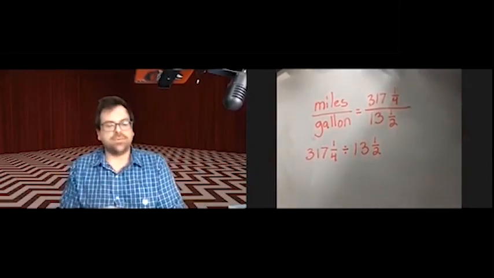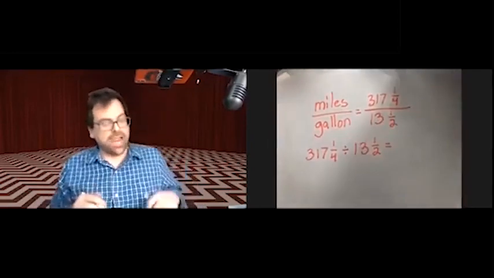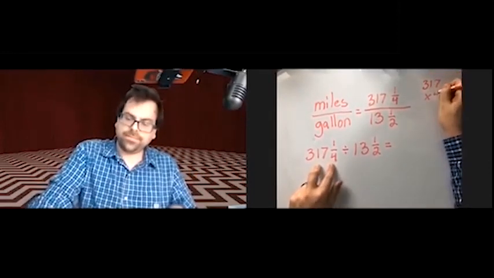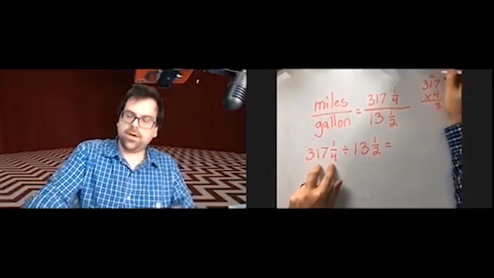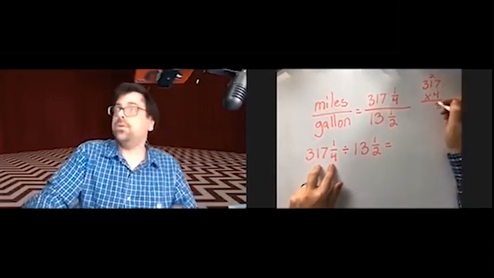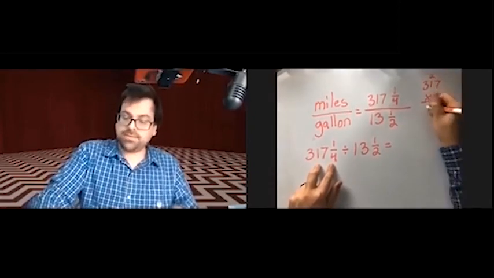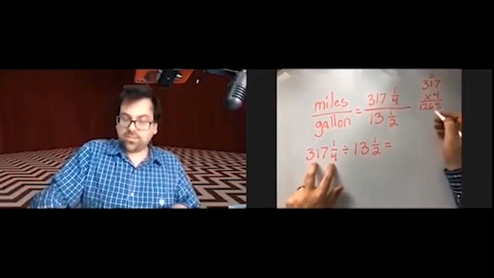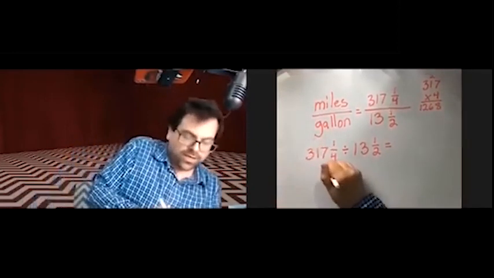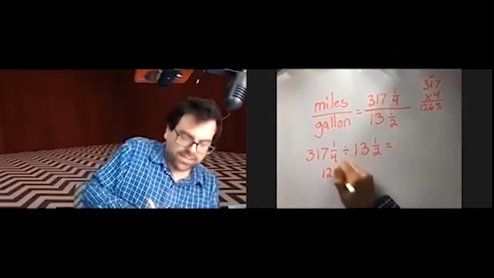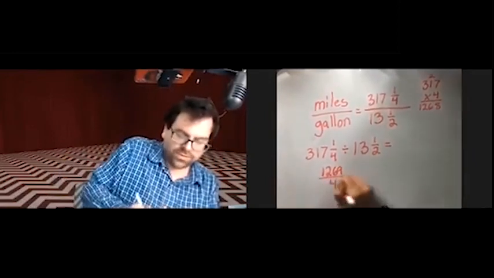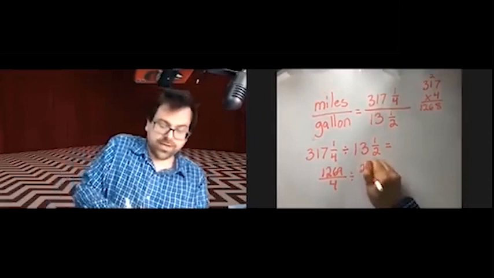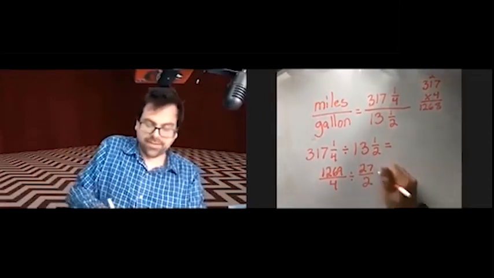How do we divide mixed numbers? We need the improper fractions first. So 4 times 317. 4 times 7 is 28, write 8, carry the 2. 4 times 1 is 4, plus 2 is 6. 4 times 3 is 12. 4 times 317 is 1268, plus 1 is 1269 fourths. Divided by 2 times 13 is 26, plus 1 is 27 halves.